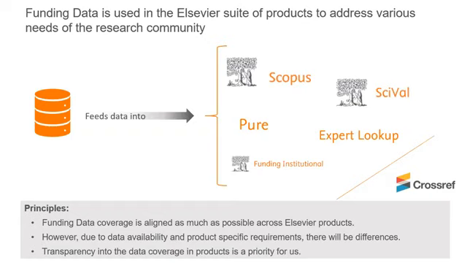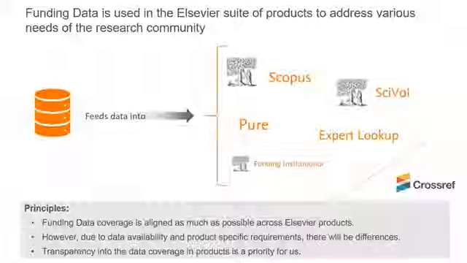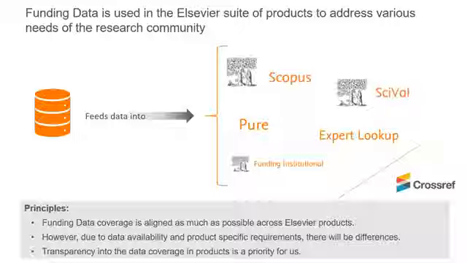To give an example, sometimes funders don't disclose the recipients of their past funding. So then we won't be able to pre-fill this information on the Scopus researcher profiles, and that's why this funder won't be available in Scopus. However, our main priority in the funding domain is to provide more transparency to our customers into which funders are included in the products. And we are working with the various products to make this information available to our users. So while we try to keep things as aligned as possible, due to technicalities or requirements it is not always possible.